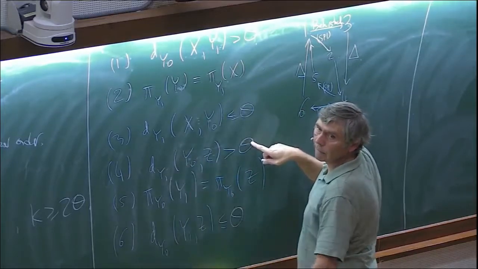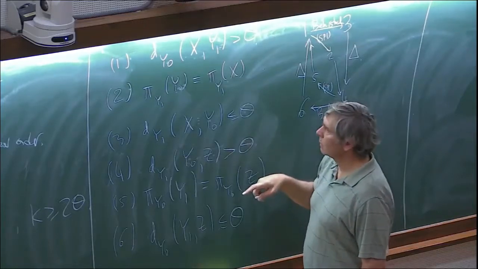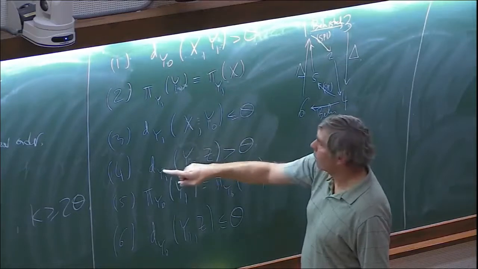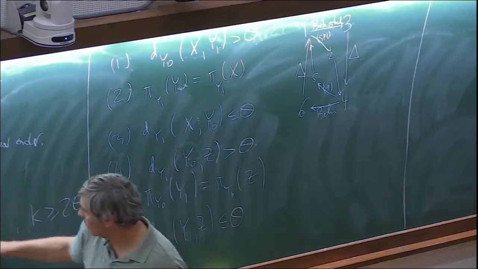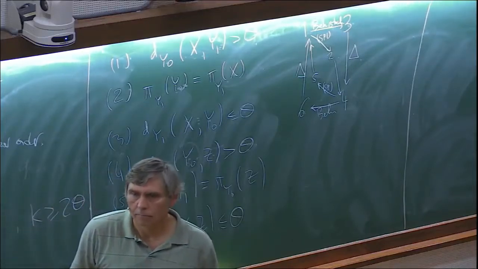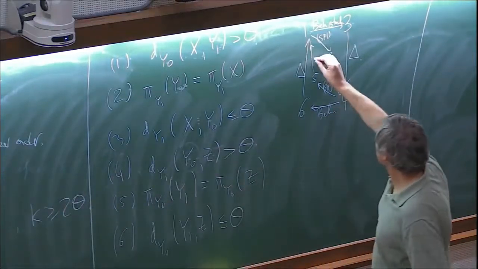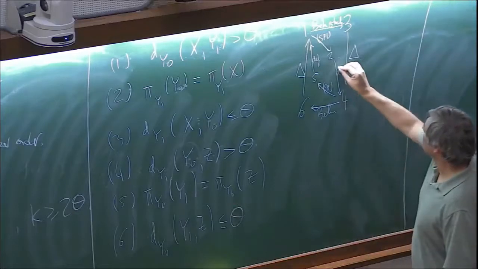Does that make sense? So 2 tells me that I can replace y0 by x here. But then I know that the distance is bigger than k, because y0 and y1 are in the set of these elements where x and z have a big projection. So this is the definition plus the assumption that we are in this set. So both of these are.